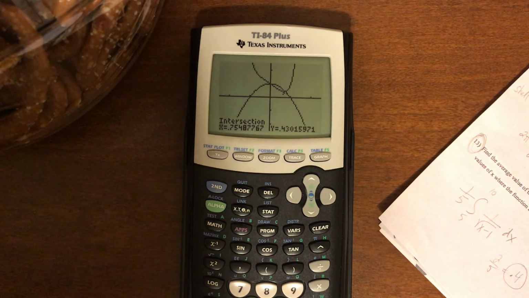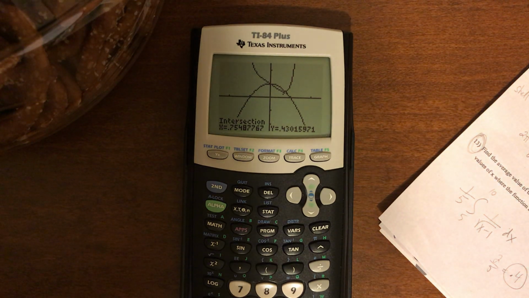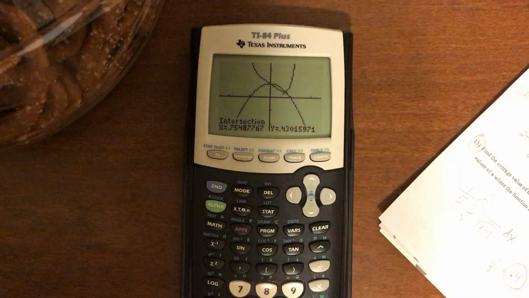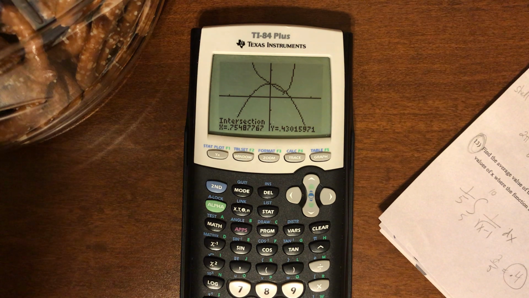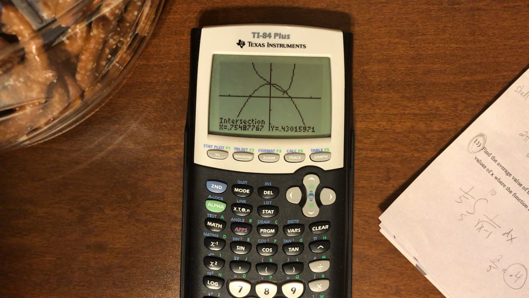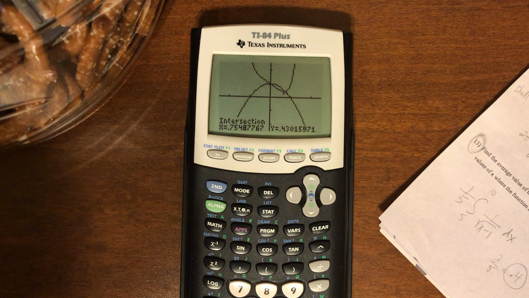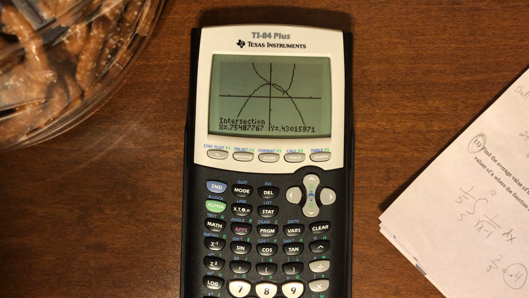You can write down both the x and the y, and I think your teacher even said to 6 decimal places, so make sure that you round it to 6 decimal places. And then we're going to be using those numbers later on when we do area and volume, so make sure that you write those down. Okay, so we have our two x coordinates of our points of intersection, 0 and 0.754878.